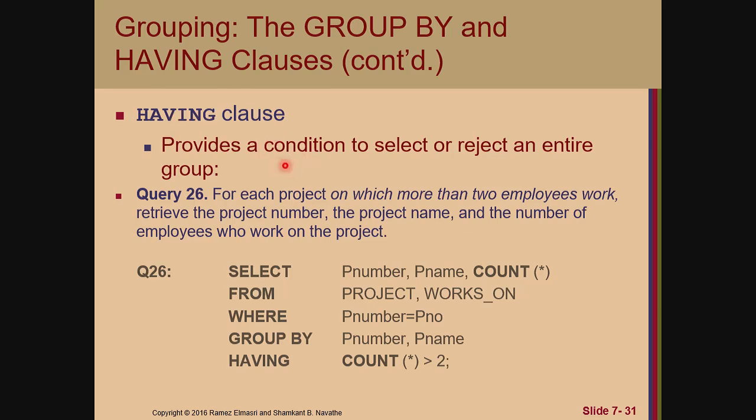It provides a condition to select or reject an entire group. For example, here, for each project on which more than 2 employees work. So we want to list the projects where more than 2 employees work on the project. Retrieve the project number, project name, and the number of employees who work on the project.